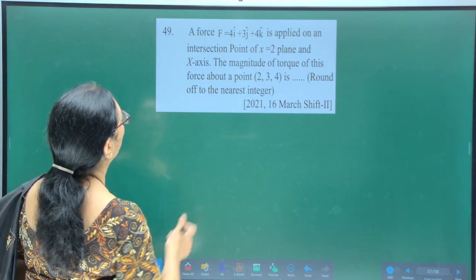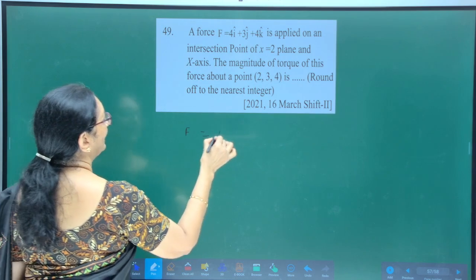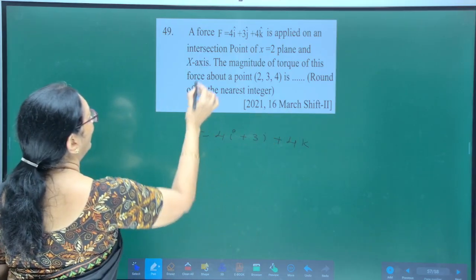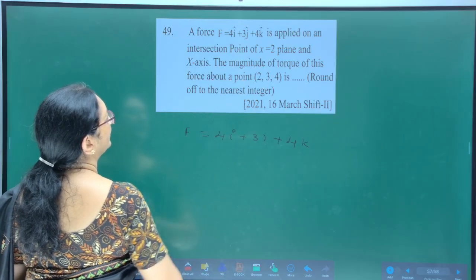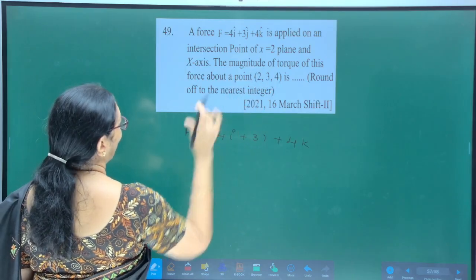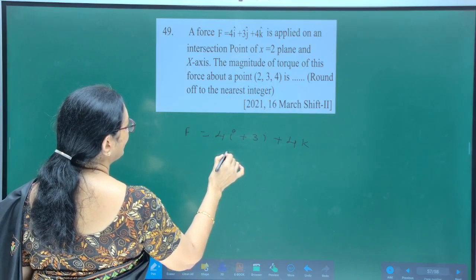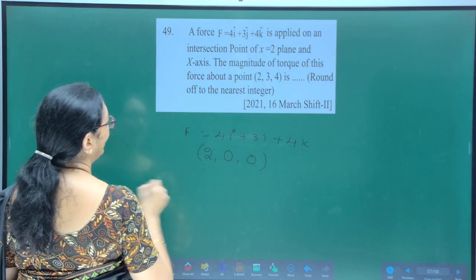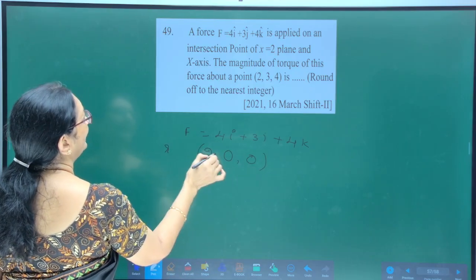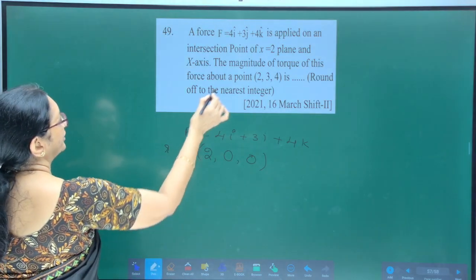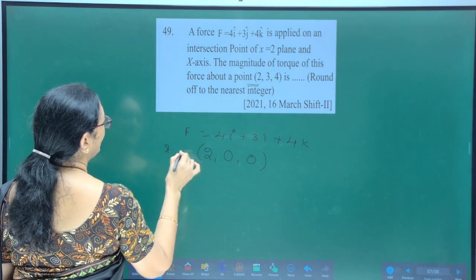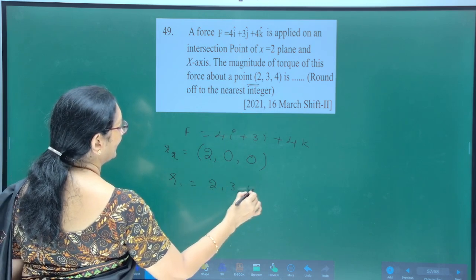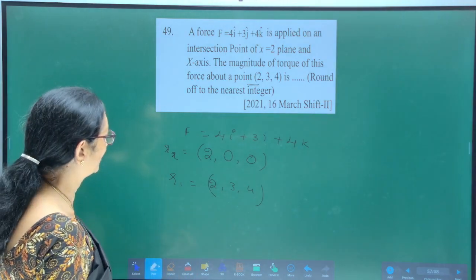Look into this problem. A force F equal to 4i plus 3j plus 4k is applied on a point on the x axis, at x equal to 2. So the coordinate of this point is x equal to 2, y coordinate 0, z coordinate 0. That is, the force is applied on that point. The magnitude of the torque about this point. So this is R2 bar and the origin is given as 2, 3, 4. You are supposed to find the magnitude of the torque.